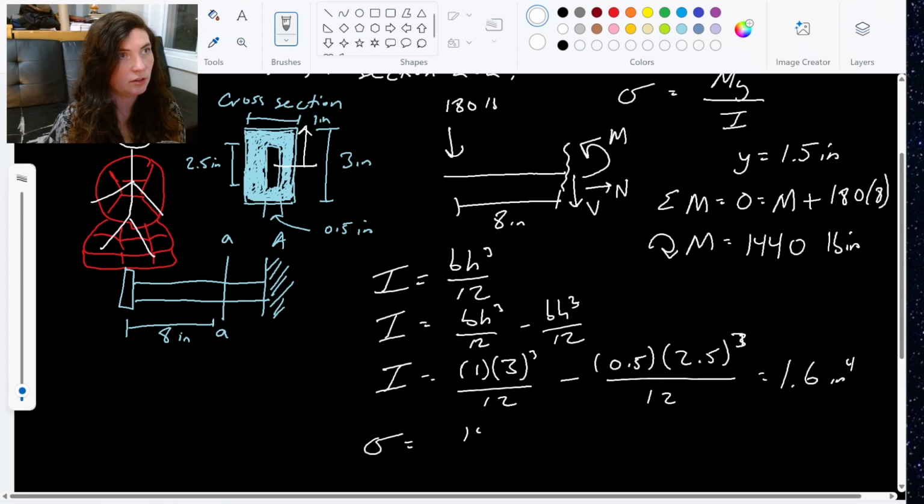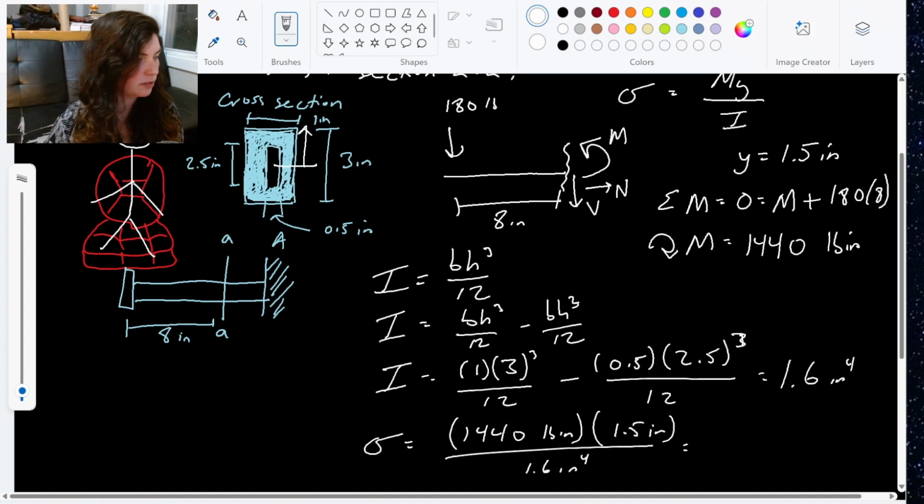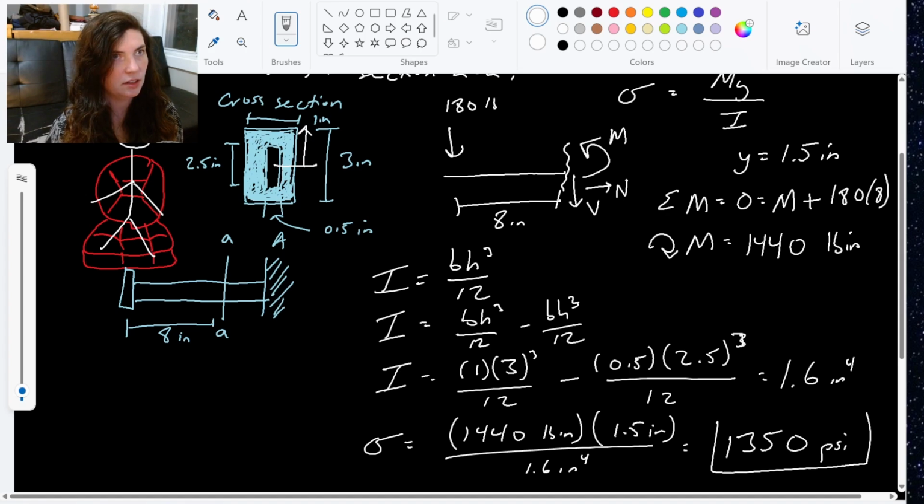So we can say 1440 pound inches times 1.5 inches divided by 1.6 inches to the fourth is going to give me around 1350 psi. 1350 pounds per square inch, or 1.35 ksi if you like that better.